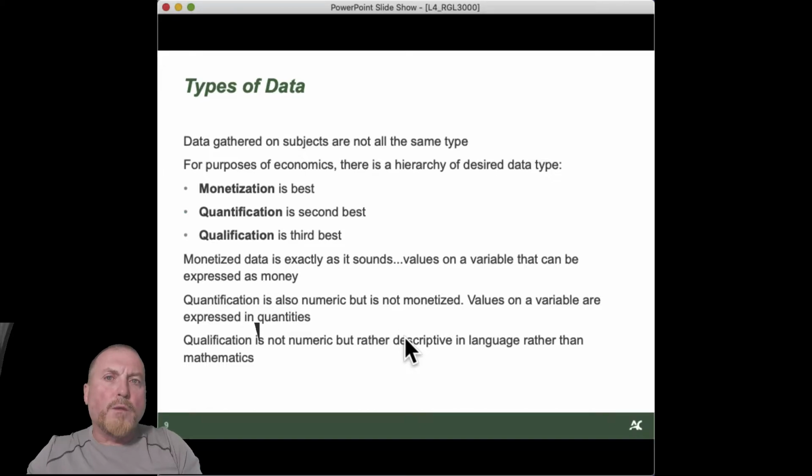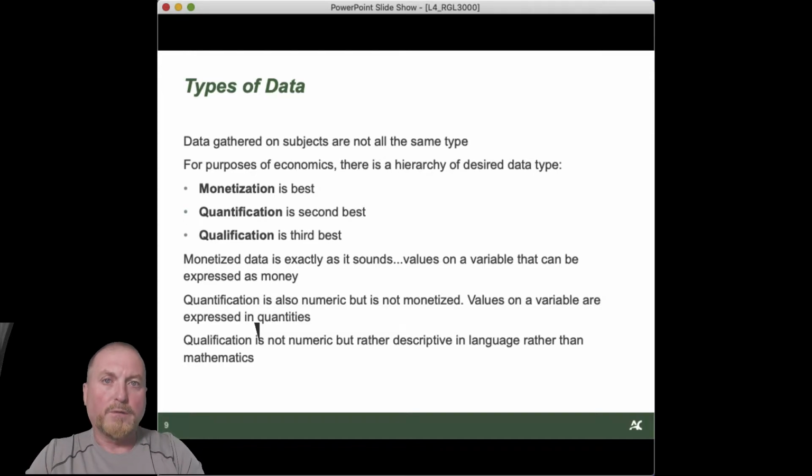And one of the key rules that we have to remember when we're doing any form of socioeconomic analysis is there's a hierarchy of desired variables, the way we measure factors. There's a hierarchy that we like to see wherever possible. Why? Because that hierarchy portrays different levels of valuable information for analytical purposes. We would typically say that monetization is best, quantification is second best, and qualification is third best, okay? Monetization data is exactly as it sounds. Values on a variable that can be expressed as money.